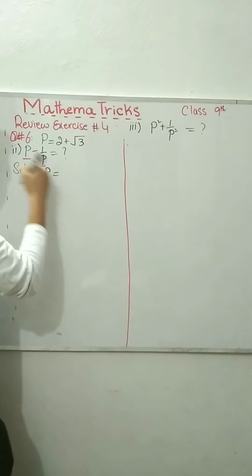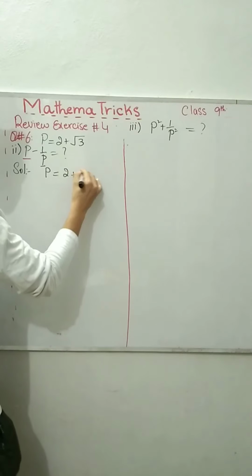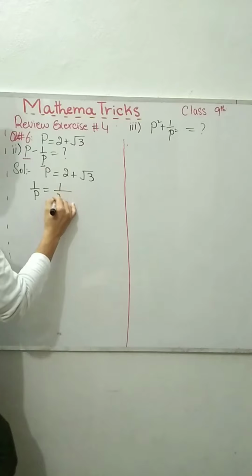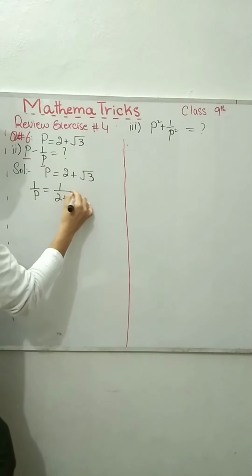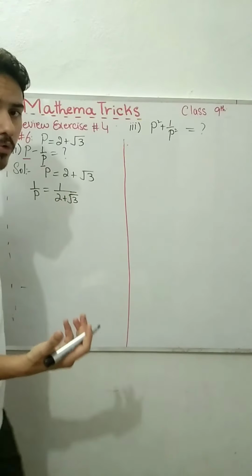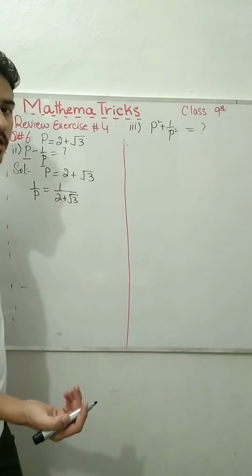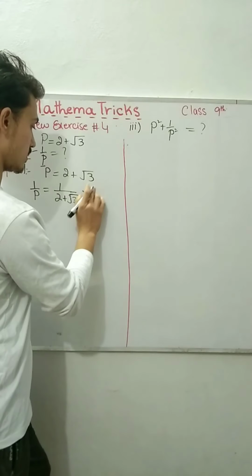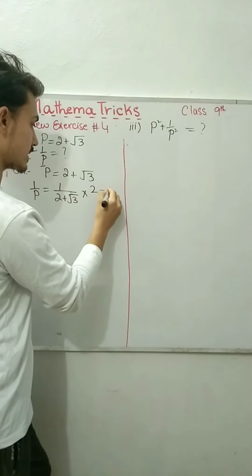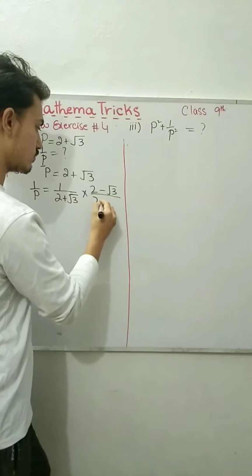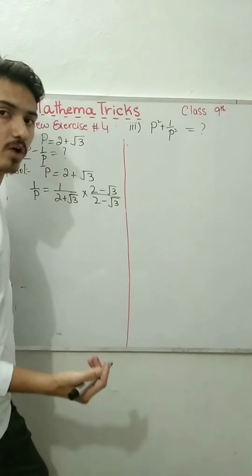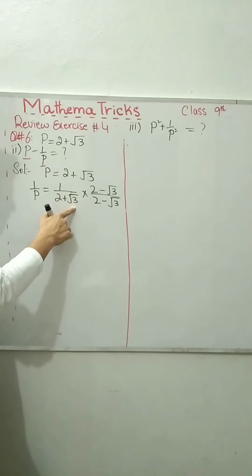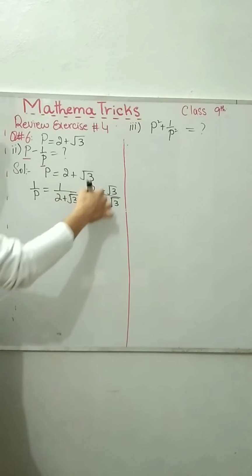P is given. Yes, p is given 2 plus square root of 3. What is 1 over p? 1 over p is equal to 1 over 2 plus square root of 3. But we can't take this because whenever we get a radical sign as a denominator, we should rationalize it. So I'm going to rationalize it. I got 2 minus square root of 3 over 2 minus square root of 3. We just multiply and divide with the conjugate of the denominator. Just change the sign and multiply and divide.